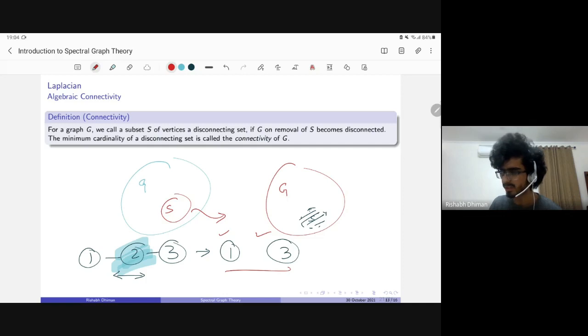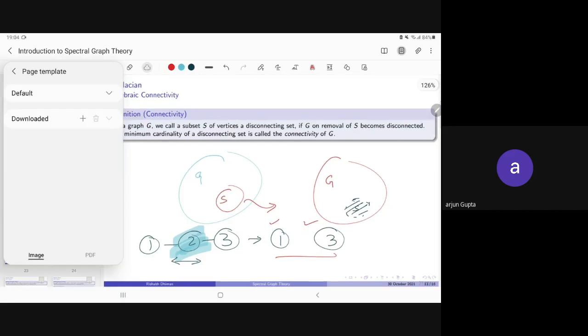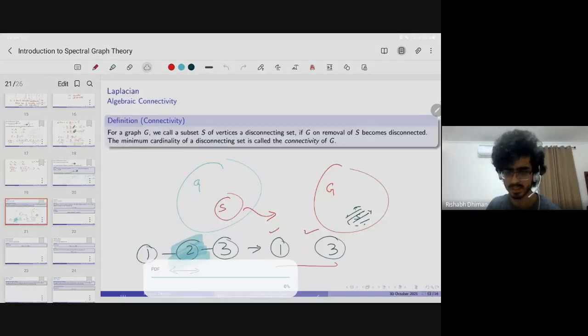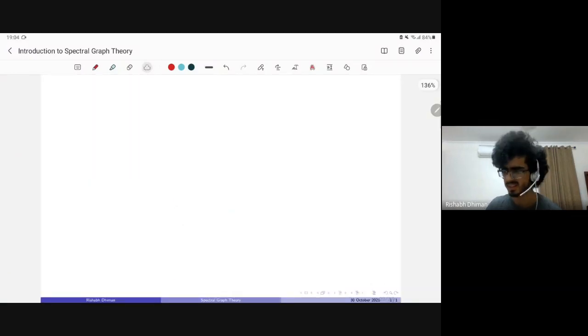Now you'll define the connectivity to be the size of the smallest disconnecting set. Does this mean that connectivity is always an integer? Connectivity is an integer, because it's just a number of vertices, so it's guaranteed to be an integer.